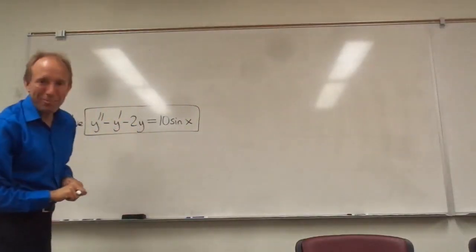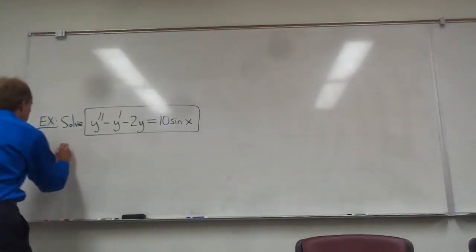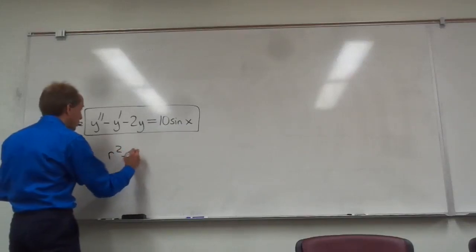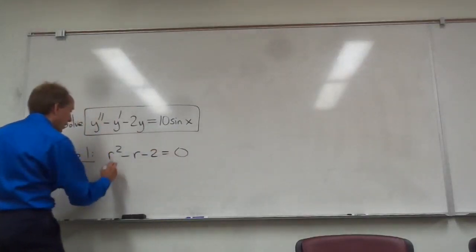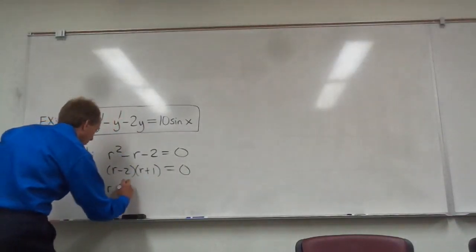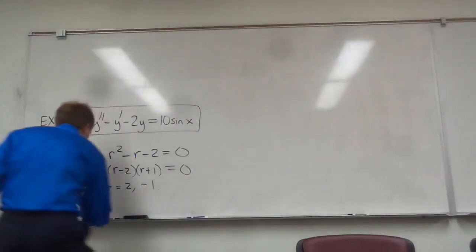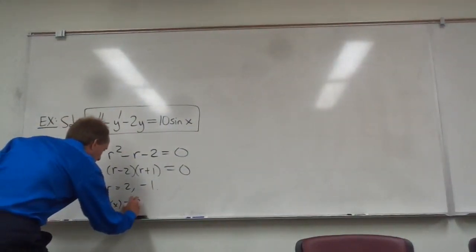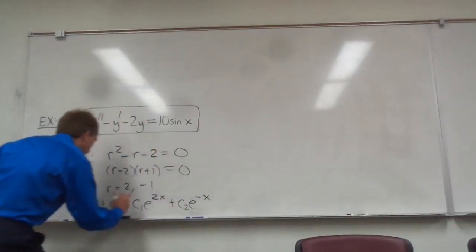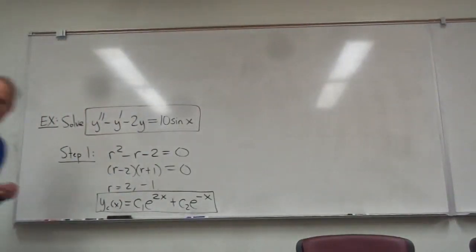So let's take this problem. First step is to find the complementary function, and so I just need the auxiliary equation here, which is very easy. It factors pretty quickly. It's just a quadratic. So we're going to get the roots 2 and negative 1. So the complementary function then is c1 e to the 2x plus c2 e to the negative x. Let's keep this close at hand because we're going to need it later.